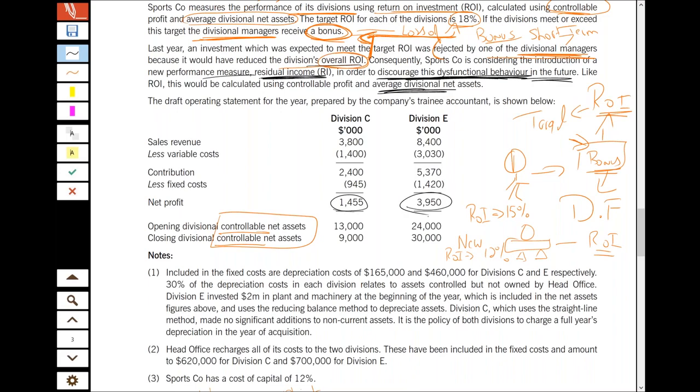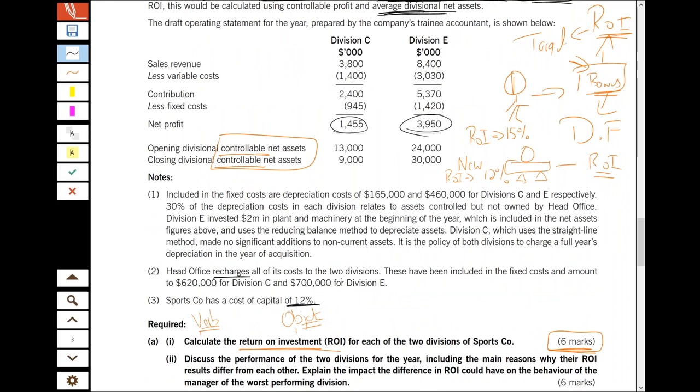Cost of capital is 12%. Head office recharges all of its cost to the two divisions. These have been included in the fixed cost, and amount to 620 for C and 700 for E. Now, do you think this is controllable? Is this controllable for managers? So this is what? Uncontrollable. Okay, this is uncontrollable.